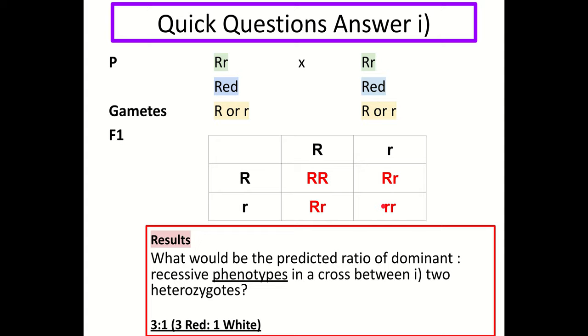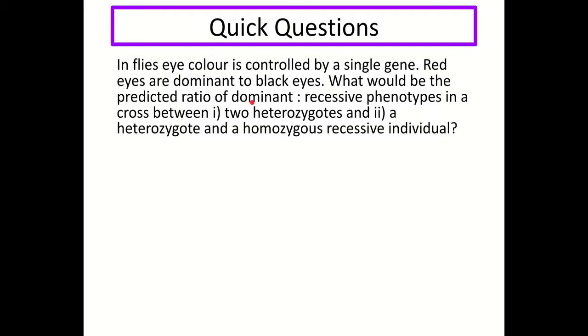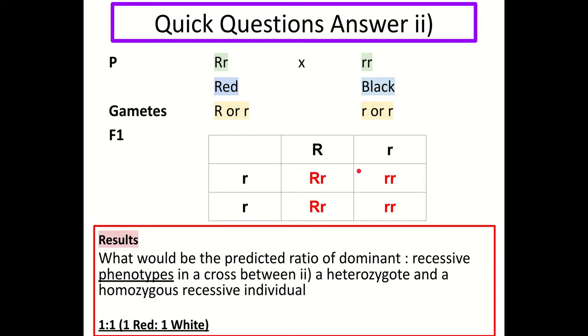The second question asks, what would be the predicted ratio of dominant to recessive phenotypes? Again, we're doing dominant to recessive as a ratio, in a heterozygote and a homozygous individual. So let's have a look. Heterozygote, so big R, little r, and a homozygous recessive individual, so that'd be little r. This one would be black, and this one would be red.